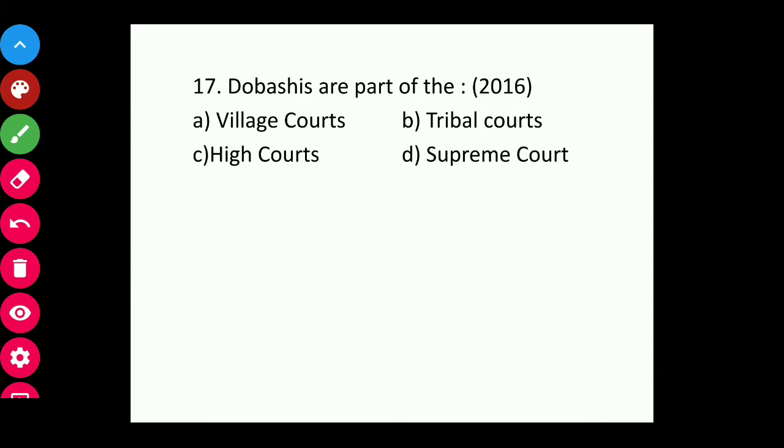Number 17. Dobashis are part of A, village courts, B, tribal courts, C, high court, D, Supreme Court. So the answer is B, tribal courts.